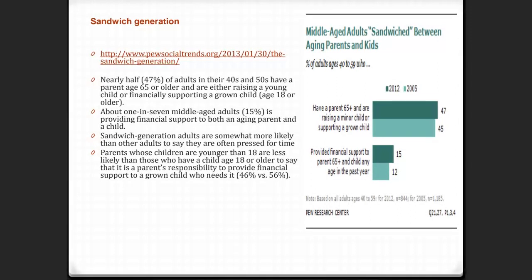aging parents. They have aging parents to look after, and of course, they have kids to look after. They are referred to as the sandwich generation, middle adult sandwich. So that is referred to as the sandwich generation. Nearly half, 47% of adults in their 40s and 50s have parents aged 65 or older.